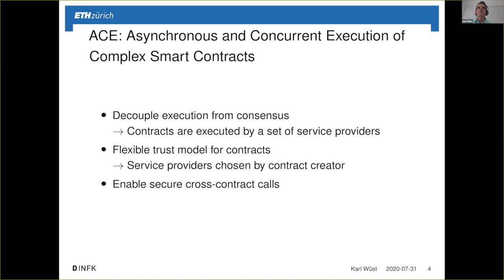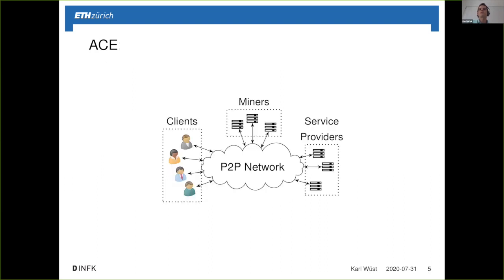And of course, we also want to enable secure cross-contract calls. And for this, we use some techniques from deterministic concurrency control so that we can make this efficient and secure. So our system model basically looks like this.